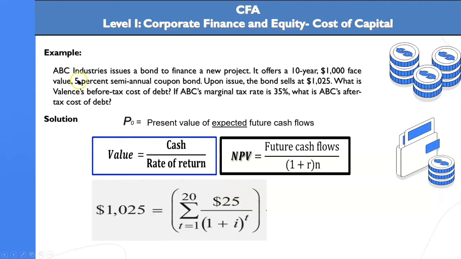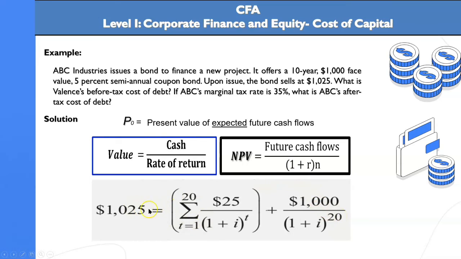You will get $25 every 6 months. Why? 5% of 1,000 will give $50 per year, paid semi-annually, so I will get 25 in June and 25 in December. That is the $50 divided by 1 plus R, or I, which is what we are looking for, the yield to maturity. The equation is missing only this. Plus, as I said, the fair value of that 1,000 in the future. So we have to discount the 1,000 as well: 1,000 divided by 1 plus the yield to maturity, which we are looking for, raised to the power 20.